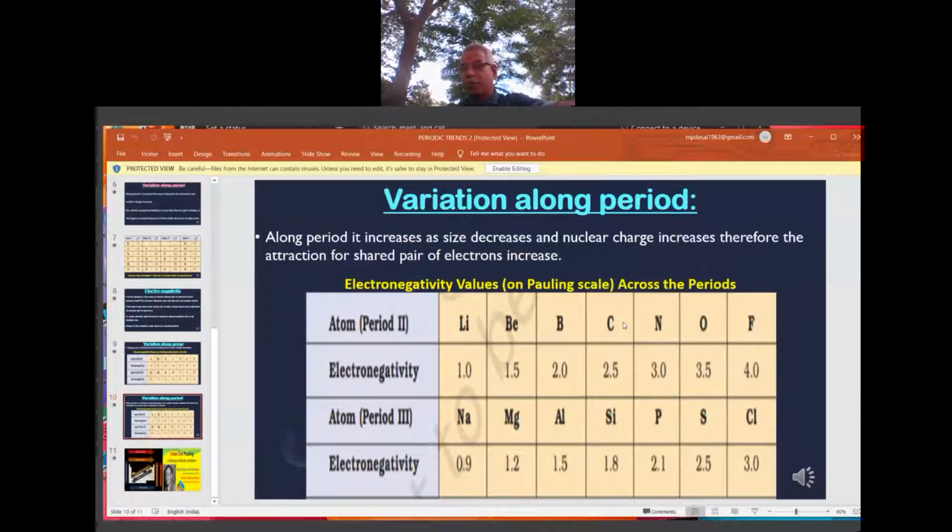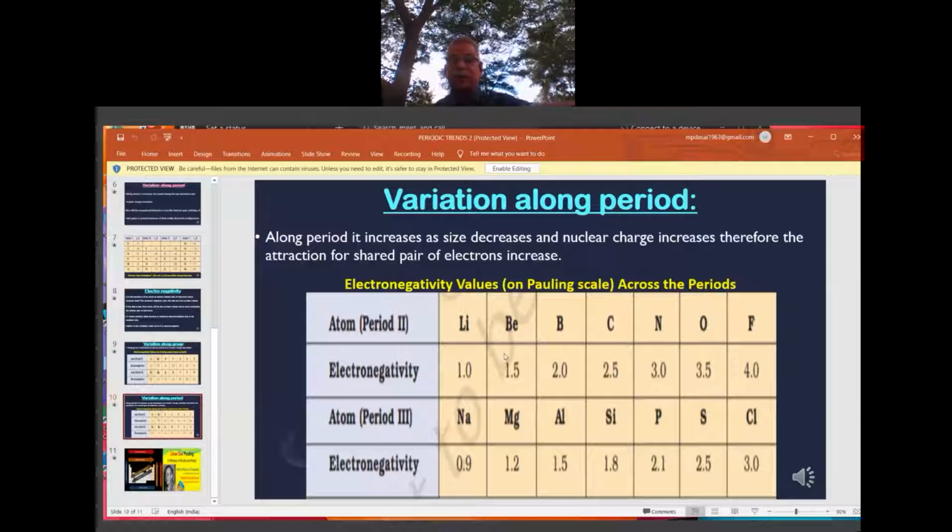Now variation along a period. Same, I already told, from left to right size decreases. Thereby metallic character decreases or non-metallic character increases. That means electronegativity increases. So from left to right, if you move in a period, electronegativity increases. The best example if you take is the second period. Okay, lithium, I have shown here, lithium, beryllium, boron, carbon, nitrogen, oxygen, fluorine. You are moving from left to right.